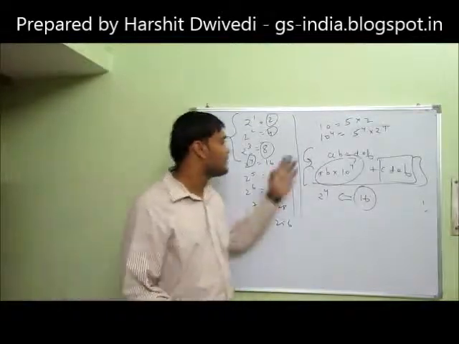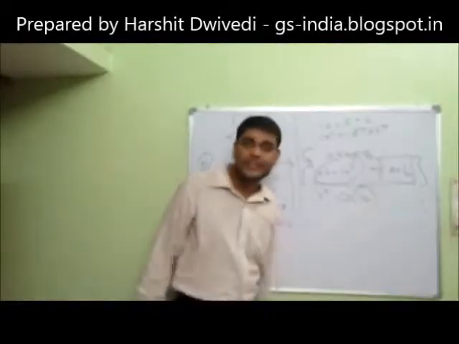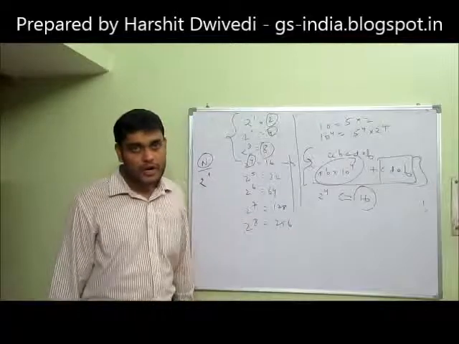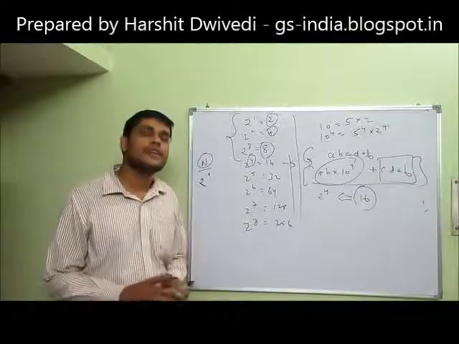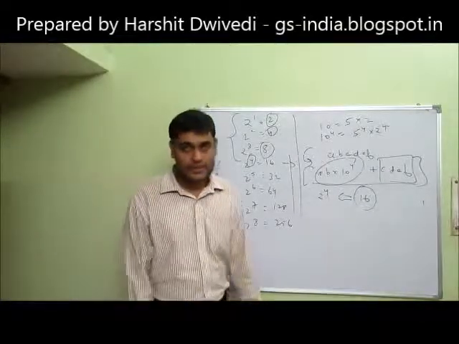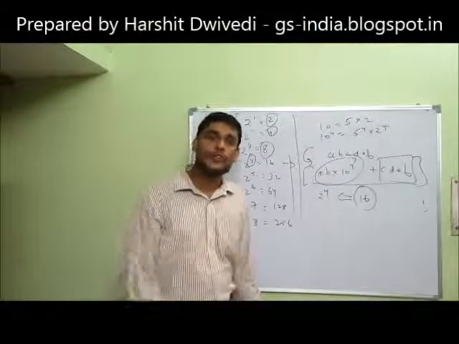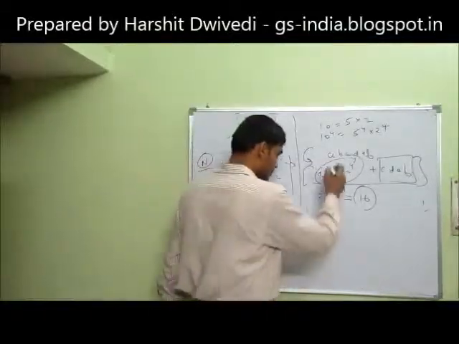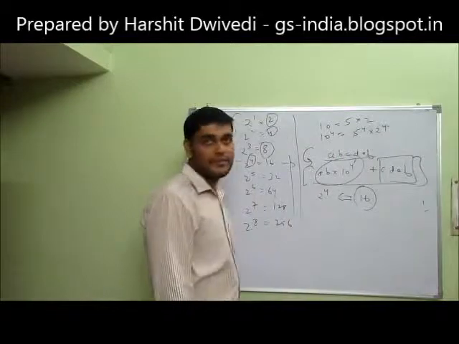The same logic applies here. In order to get a number divisible by 16, what is 16? 2 to the power 4. So if a number has to be divided by 2 to the power 4, then there should be at least 4 2's in the original number. What number have I taken here? A, B, C, D, E, F.